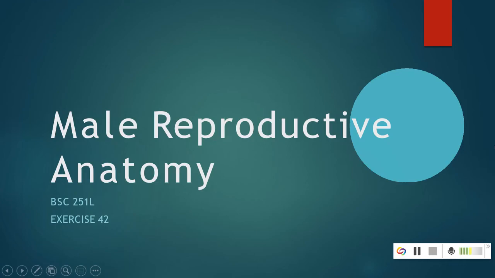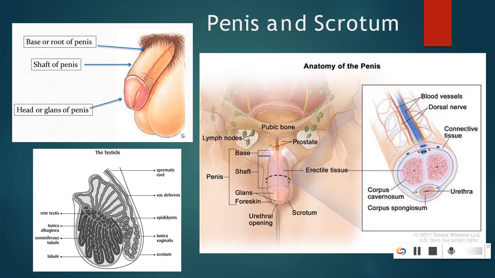Okay, second to last presentation talking about male reproductive anatomy. So I'm going to start off with some basic general anatomical terms with the penis and the scrotum. You can see the base or the root of the penis, the shaft, the head or the glans.